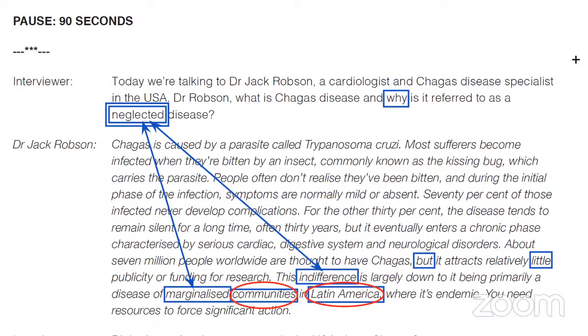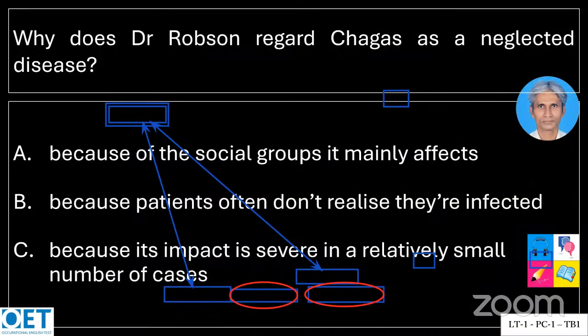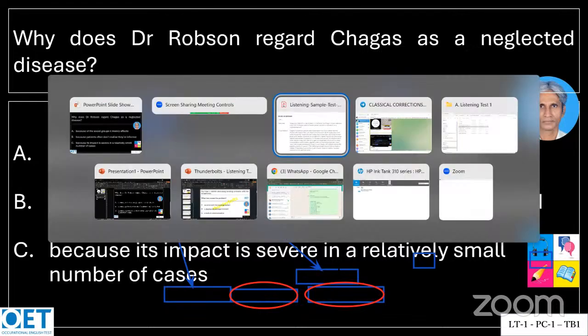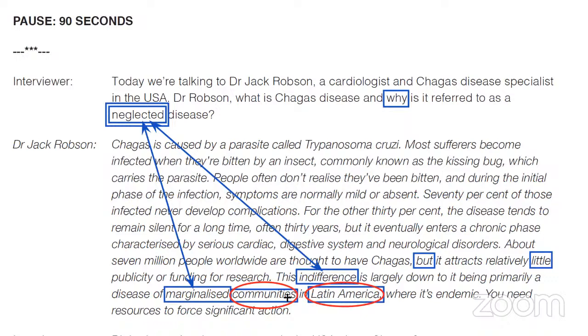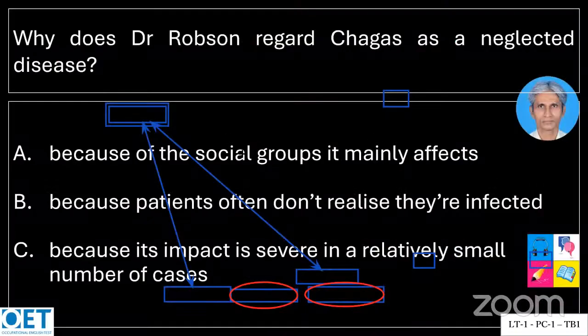Neglected means marginalized and indifference. Both are synonymous. There is indifference, but it is neglected because they are marginalized. All are the same. Is it group? Yes, communities means groups. Communities doesn't mean patients, communities doesn't mean cases. It is mainly because of the marginalized communities, means groups. Social groups: social means society, and groups means communities, Latin American society. So this is how you are going to identify these particular things.